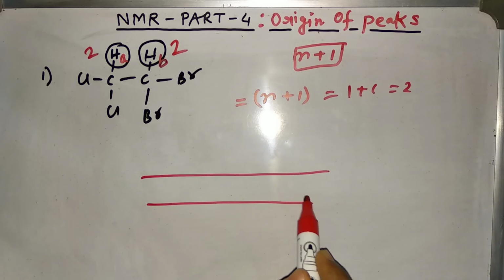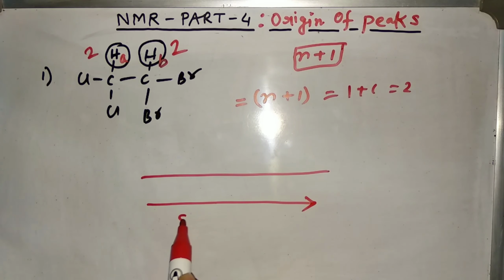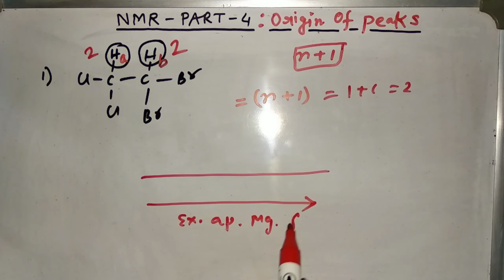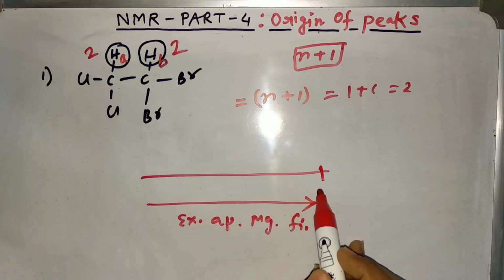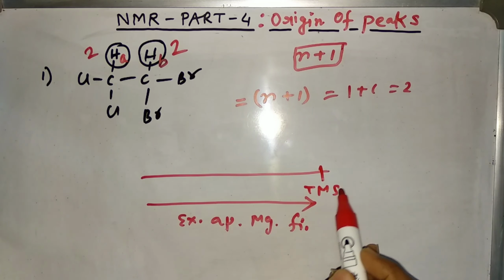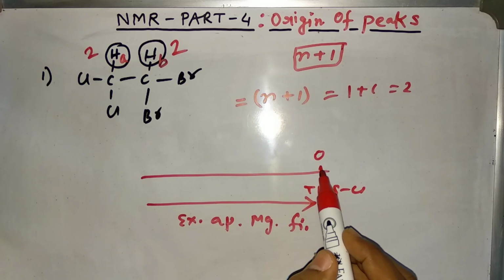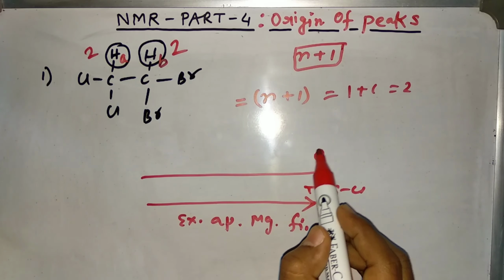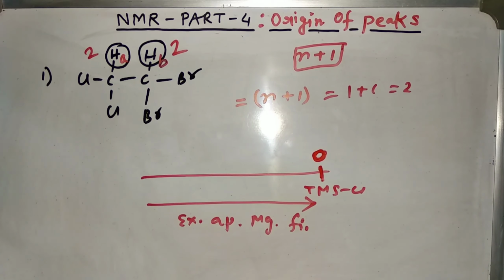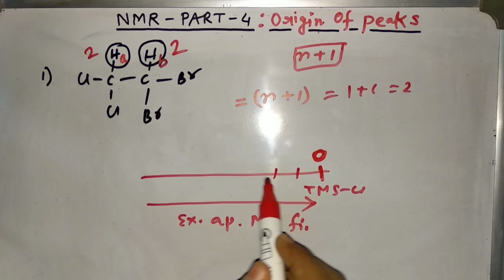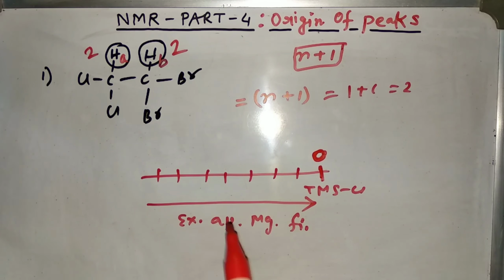So here is the externally applied magnetic field, which increases like this, and this is the reference generally used, TMS. It is marked as 0, the reference value. So here 1, 2, 3, 4, 5, 6, whatever.